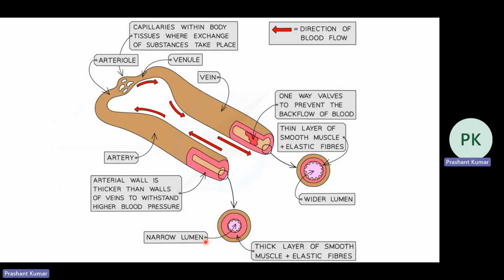Again, I am showing you the arrangement of the arteries and veins. So a question may be asked from this to identify arteries and veins. Sometimes in some of the questions you will find that the lumen size is the same in arteries and veins. How to identify artery and vein? See the thickness of the walls. If you find this is thicker and this is thinner, obviously this will be the artery and this will be the vein.